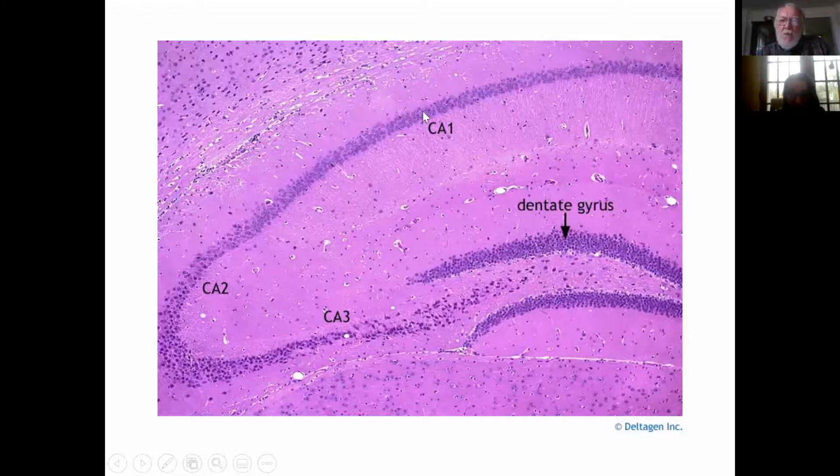So you have a dorsal region, which is called the CA1 region. You have a curved region, which is called the CA2 region. We have a ventral region, which is called the CA3 region. And then the CA3 region goes into this sort of mouth-like structure called the dentate nucleus of the hippocampus. Some people call that CA4.